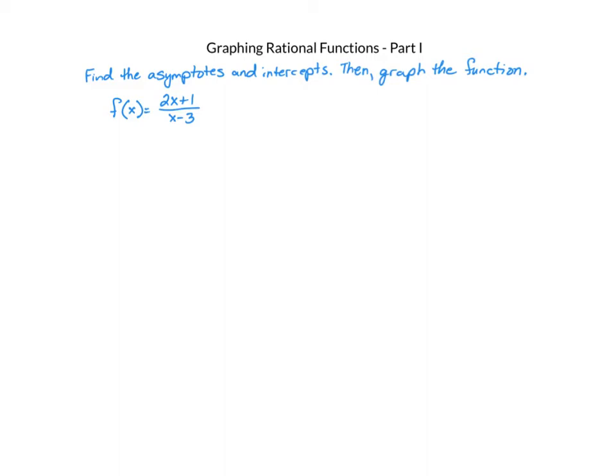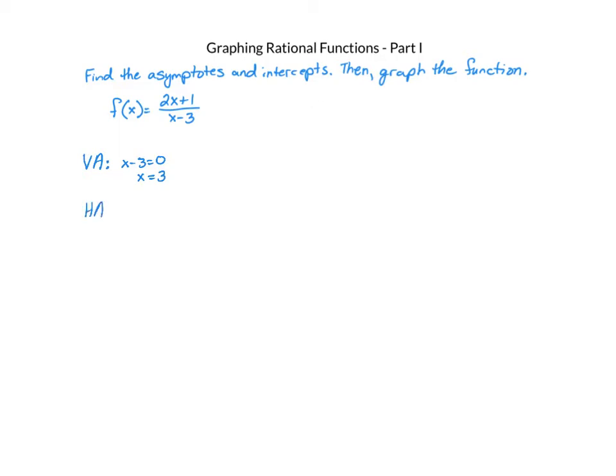I always look for the vertical asymptotes first. Notice with this equation, we have f of x equals 2x plus 1 over x minus 3. We're looking at the denominator, and we see that x minus 3 would equal 0 when x equals 3. So we have a vertical asymptote at x equals 3.